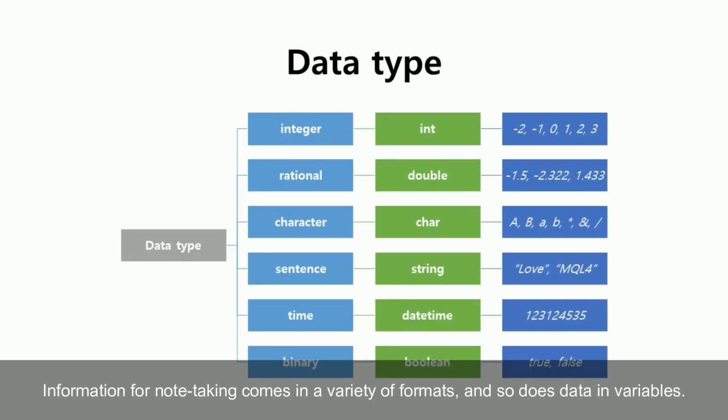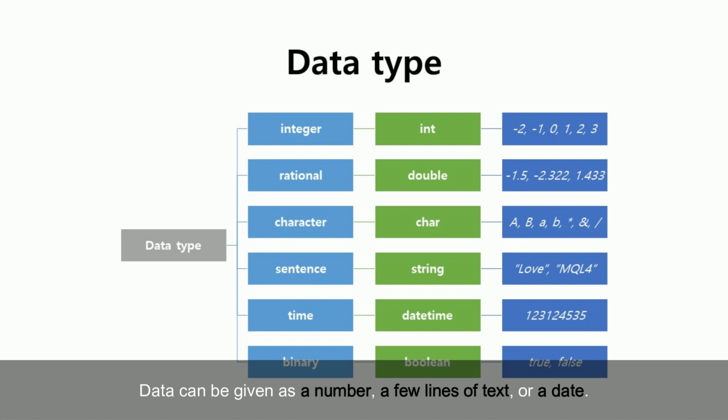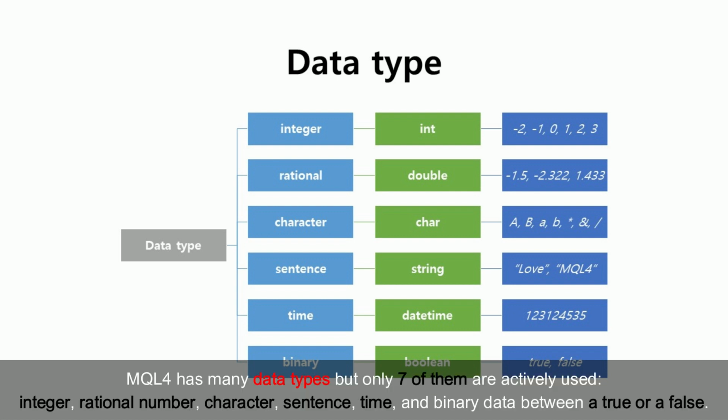Information for note-taking comes in a variety of formats, and so does data in variables. Data can be given as a number, a few lines of text, or a date. These data formats are called data types. MQL4 has many data types, but only 7 of them are actively used: integer, rational number, character, sentence, time, and binary data between a true or a false.